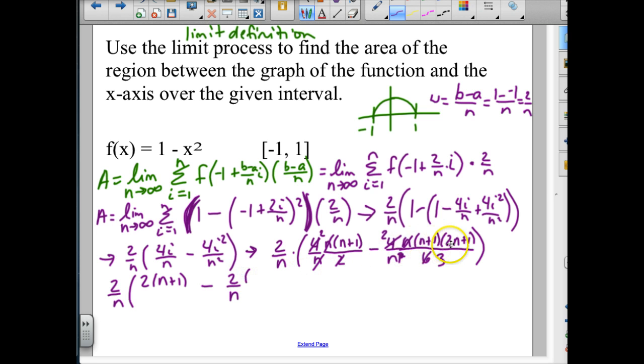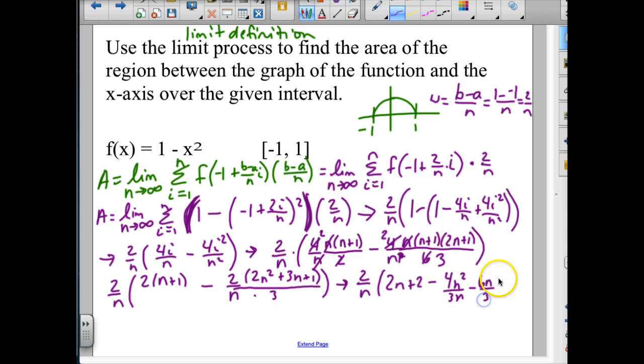And then inside the parentheses, I'm going to FOIL this out. So it's 2n squared plus 3n plus 1, and that's still over 3. Continuing to simplify, I have 2 over n times 2n plus 2, distributing. And then distributing on the top, I'm going to have negative 4n squared over 3n, negative 6n over 3, negative 2 over 3n, and negative 2 over 3n.